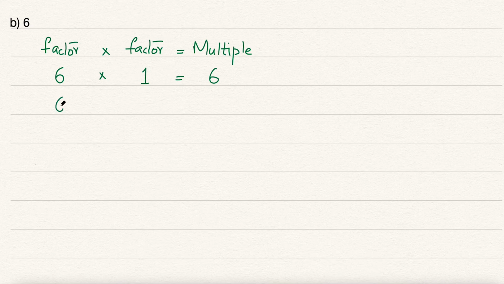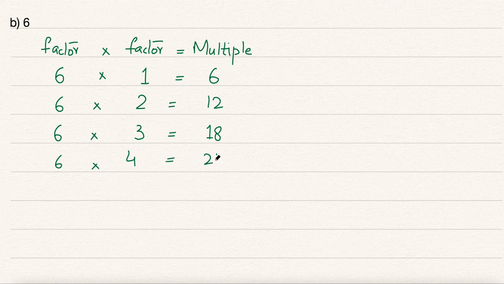We need to find out the second multiple. The factor will be 2, 6 times 2 is equal to 12. Again, multiple of 6 times the third factor is equal to the third multiple. 6 times 3 is 18. Then we have 6 times 4 is 24. And 6 times 5 is 30. The first 5 multiples of 6 are 6, 12, 18, 24, and 30.